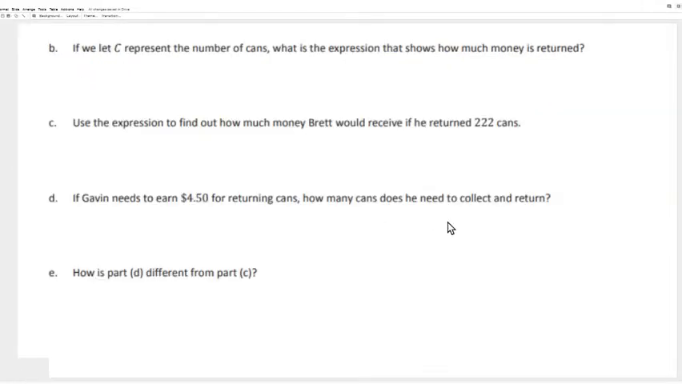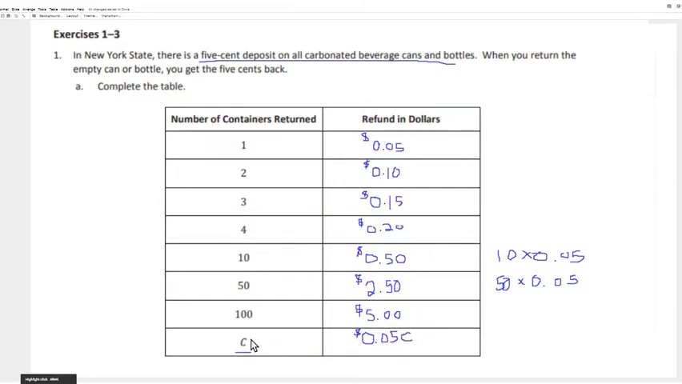What I'd like you to do on this one is pause the video and try B on your own. I'm going to go over the answer, and then same thing, we're going to do C, D, and then of course E. All right, so if we look at B, it says, if we let C represent the number of cans, what is the expression for the amount of money? Well, we already did this one. This is actually the answer right here.